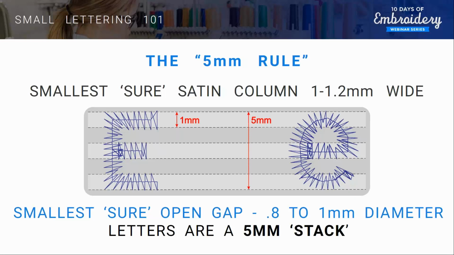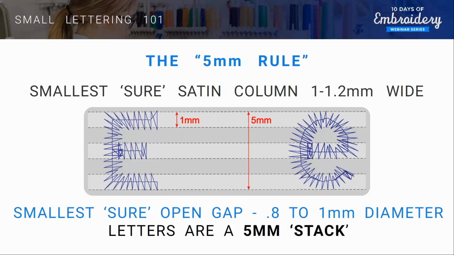The same thing accounts for the gaps. The smallest sure open gap is about 0.8 to 1 millimeter in diameter. What this means is, as you can see, a letter like an E, B, or lowercase e, as you see on screen, is a stack of satin columns and gaps. If you count each one to be roughly a millimeter, you can see that the smallest letter you can have with that insured, safe satin column width is 5 millimeters. Every letter is going to be like a 5 millimeter stack.